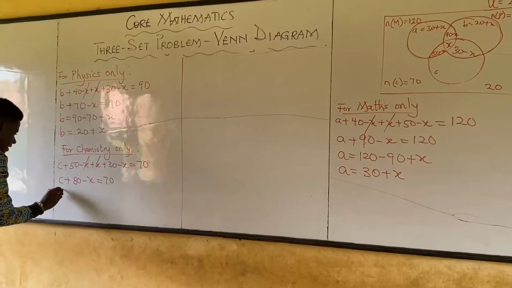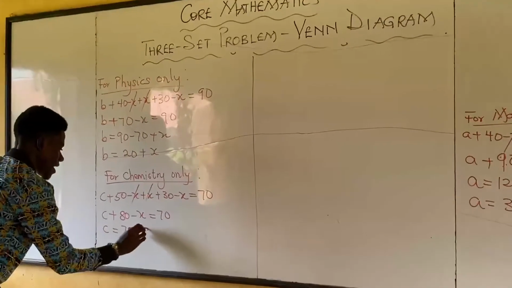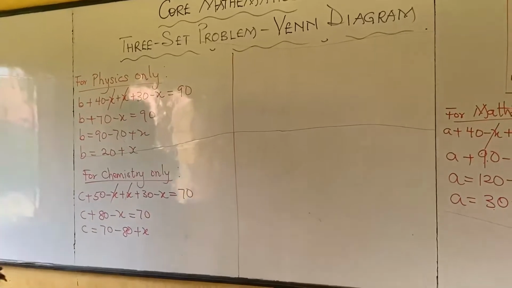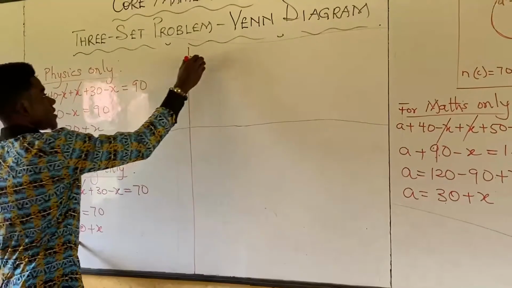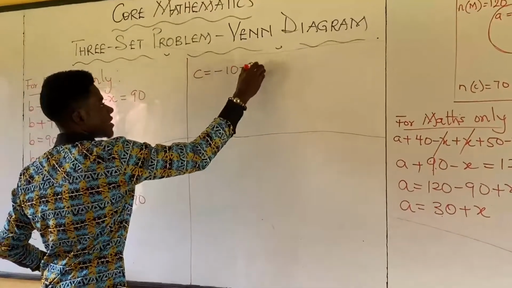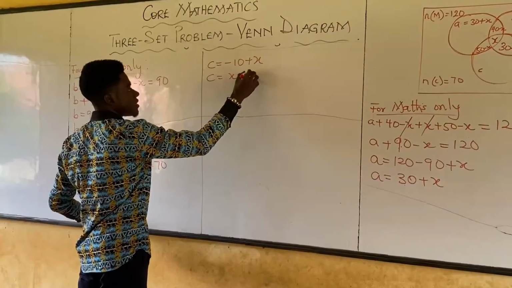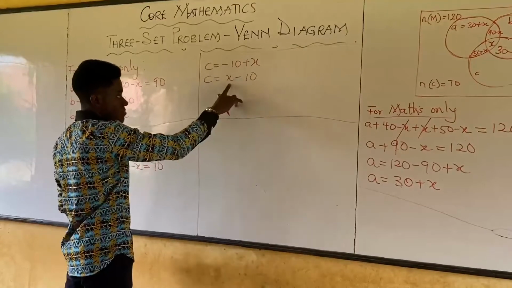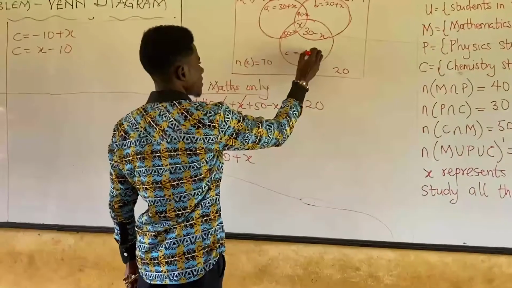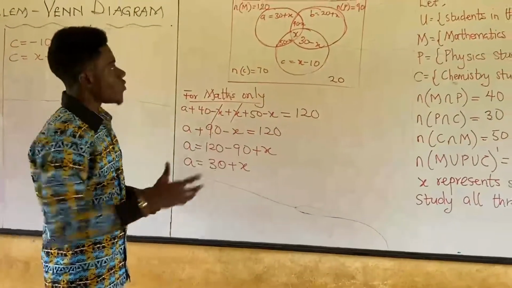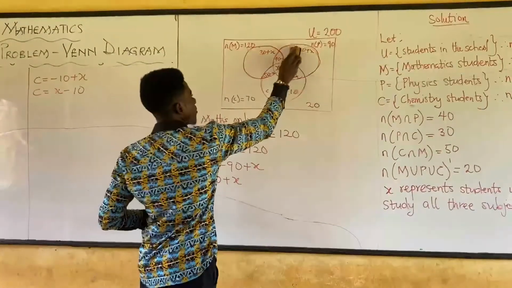Making C the subject, we get C is equal to 70 minus 80 plus x. 70 minus 80 gives negative 10. So we get C equal to negative 10 plus x. You can also write it in a different form as C equal to x minus 10, because negative 10 plus x is the same as x minus 10. Now we've been able to solve for the onlys. So you can just clean the variables off.